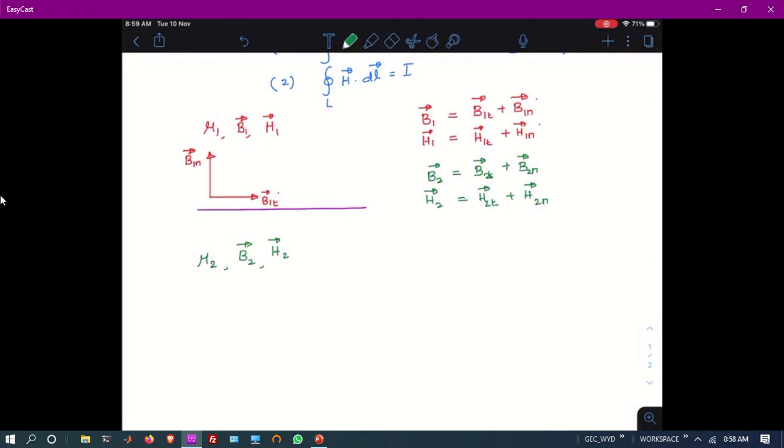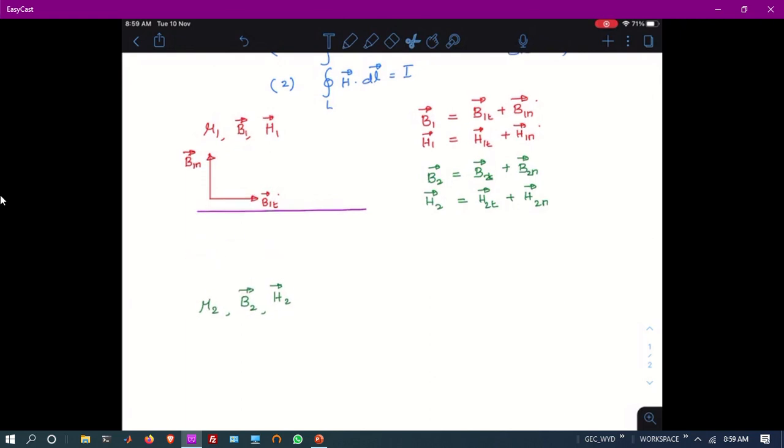So again, let me draw it here. You have the normal component and the tangential component. The normal component is perpendicular to the boundary and the tangential component is parallel to the boundary. So your net field is along this direction, which is basically the vector sum of the normal and tangential components. Similarly, in the first medium also, the net field is the vector sum of the tangential and normal components. Okay, fine. So we have set the scene.